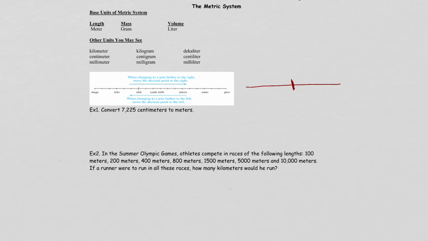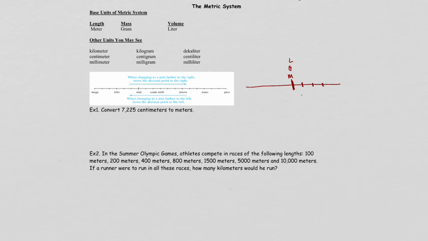So for example, let's say we're talking about the meter. It could be meter, it could be gram, or it could be liter, depending on length, mass, or volume. Always the middle will be the base unit. From the base unit, one unit down is deci, two units down will be centi, and that will be milli. And these are the most often used units, right?